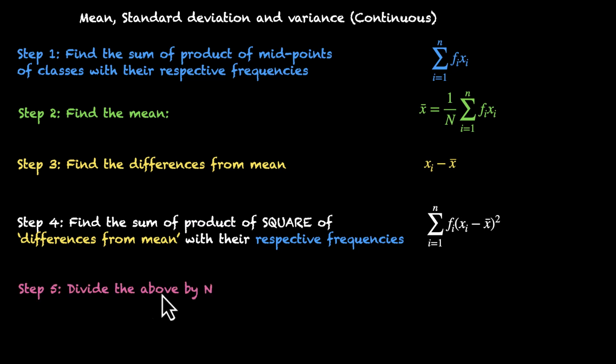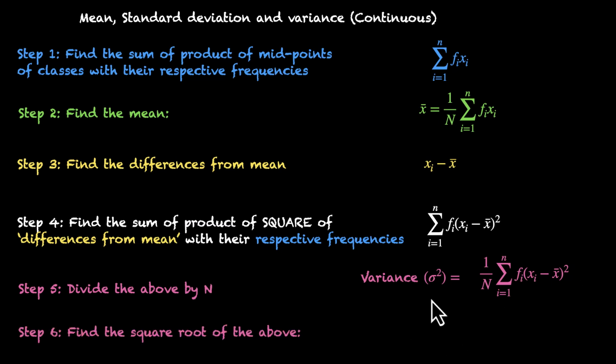We divide this with the number of terms to get the variance. So variance or sigma squared, that's 1 by n times sigma fi times xi minus x bar squared. Standard deviation is the square root of variance. So we take the square root to find the standard deviation. That's going to be root of 1 by n sigma fi times xi minus x bar squared.